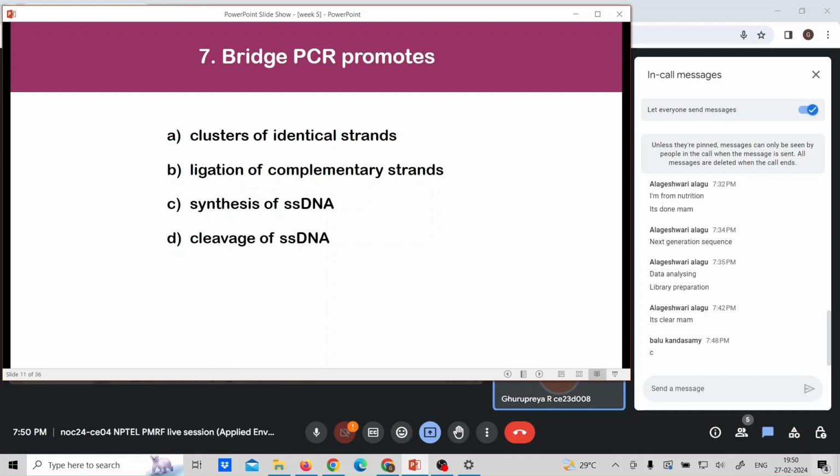Okay, I guess this question is a bit difficult or beyond imagination or something. So it uses clusters of identical strands because, as the name suggests, we are going to have a bridge here. So obviously, one strand only is going to be attached. So we will have clusters of identical strands here.